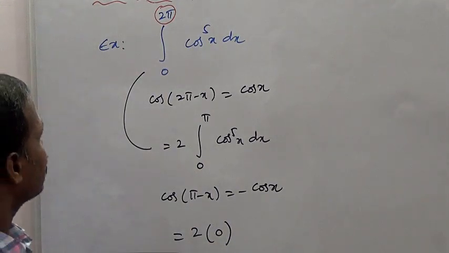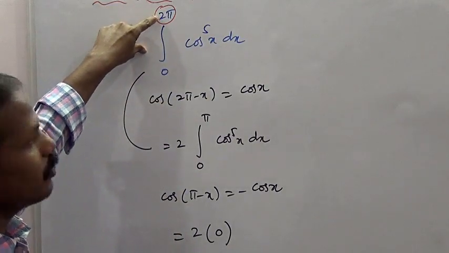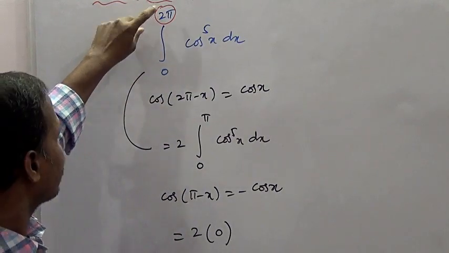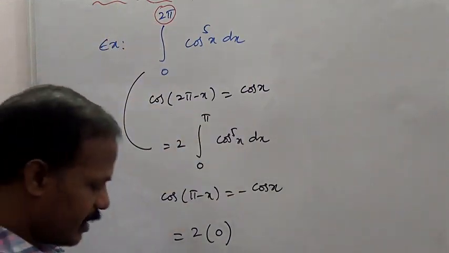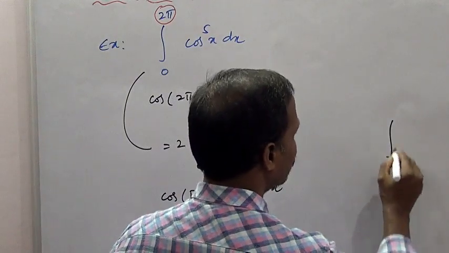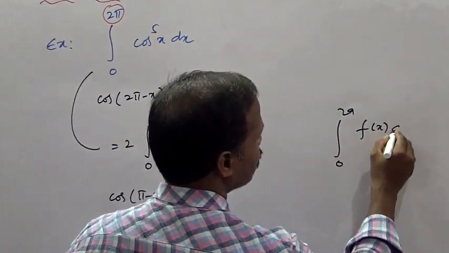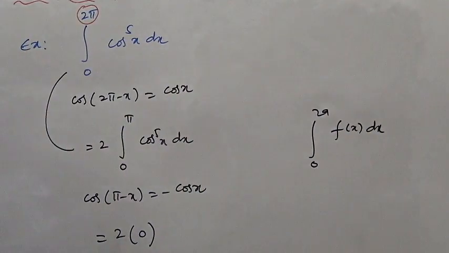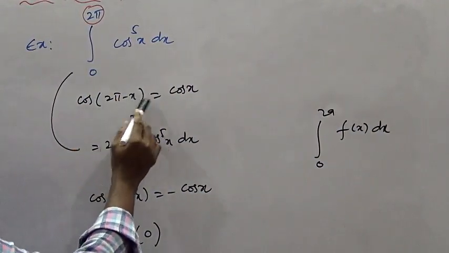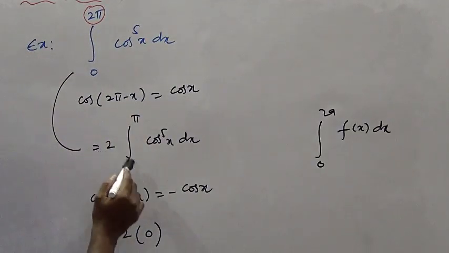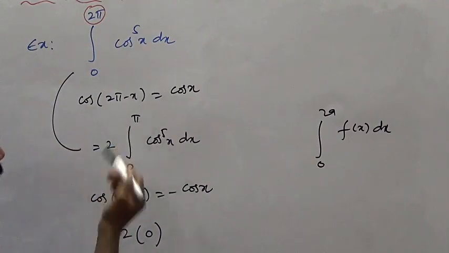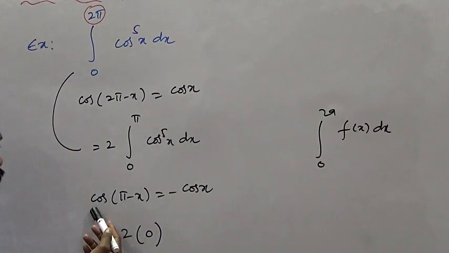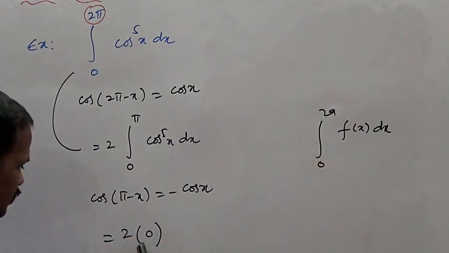See, first of all you have to convert this into 0 to pi by 2 form. For that purpose I am applying the property of integral from 0 to 2a f of x dx. So cos of 2 pi minus x equal to cos x, so 2 into integral 0 to pi cos power 5x dx. Now again this can be written as 2 into pi by 2. So cos of pi minus x equal to minus cos x, so the value of this one is 0.